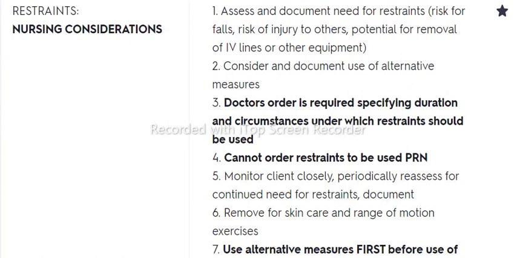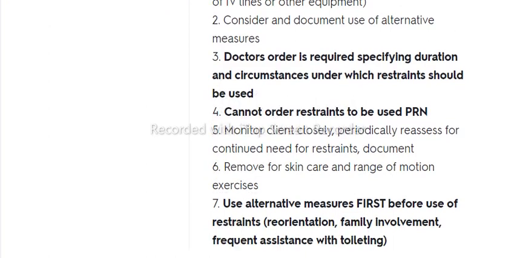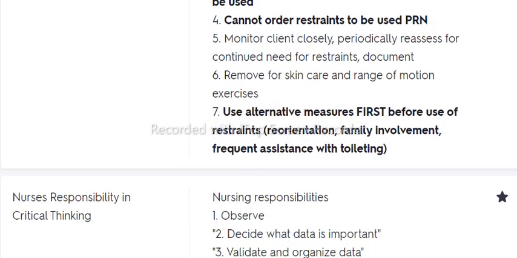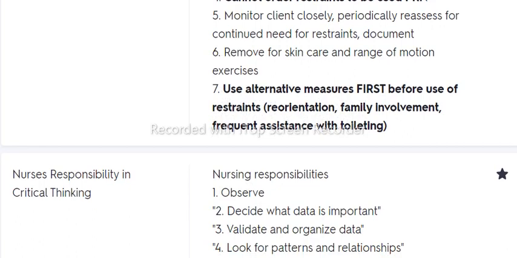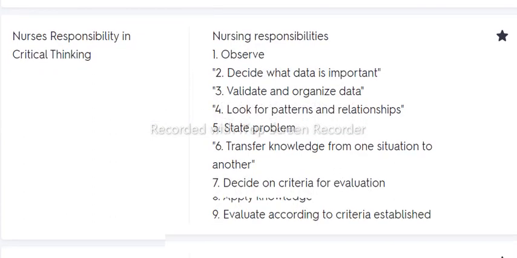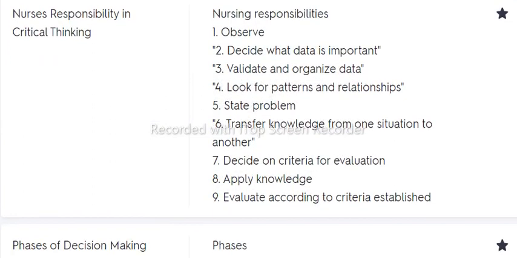Restraints, nursing considerations. Nurses' responsibility in critical thinking.